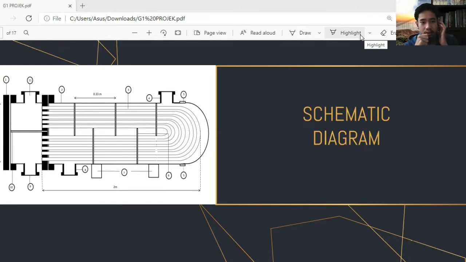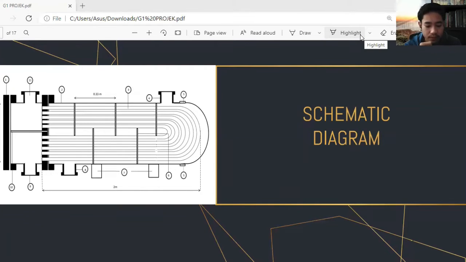Then number three is our tube. This is where our oil will flow, and we suggest that the material for our tube will be copper because of its reliable quality and also good conductivity, so that heat can flow more efficiently. We also assume that the length of our tube is 2 meters.